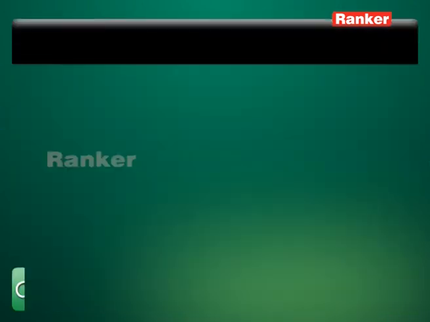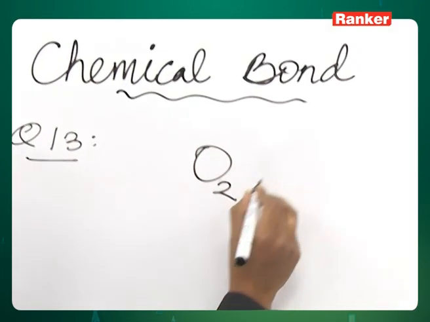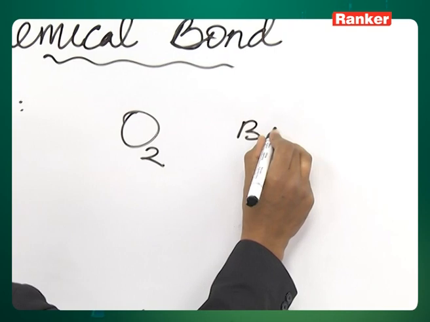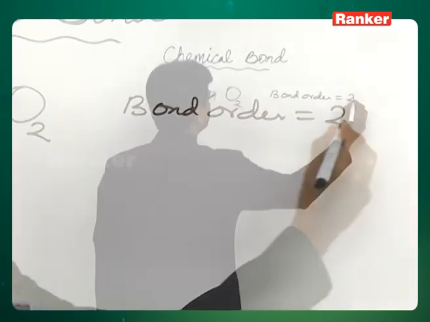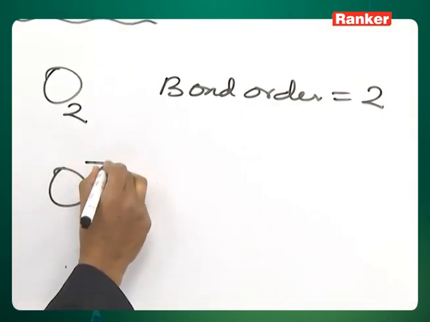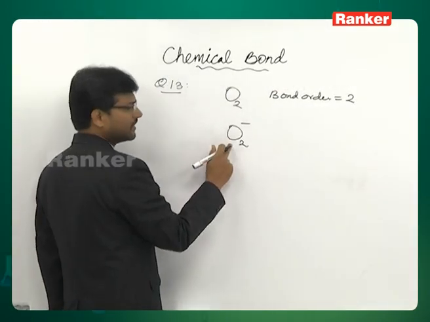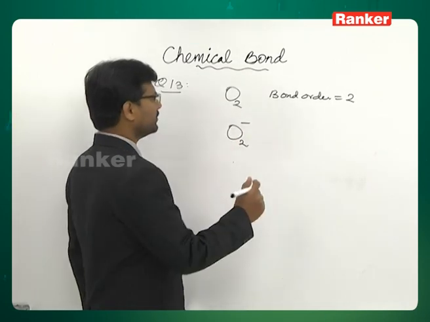Question number 13. The bond order of superoxide ion is: first option 2.5, second option 2, third option 1.5, and fourth option is 1. See, O2 bond order is 2. Superoxide is O2 minus. So it has got one extra electron. When compared to O2, that extra electron goes to antibonding, so bond order decreases.